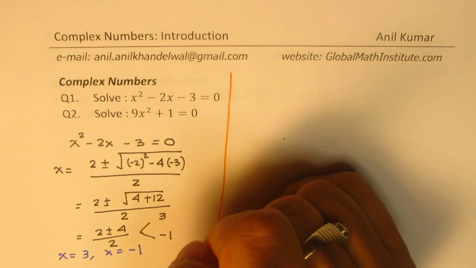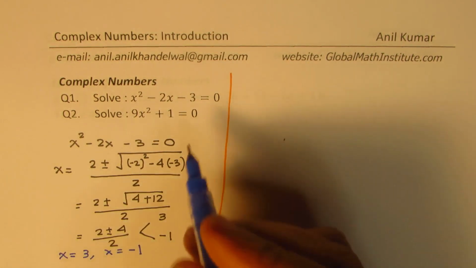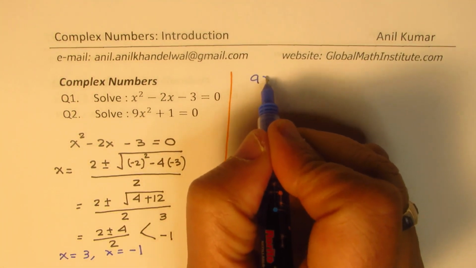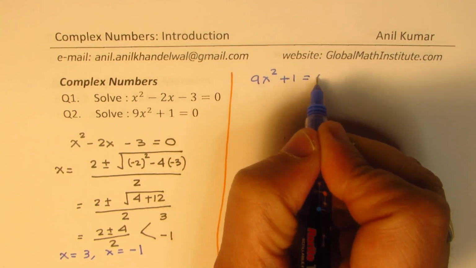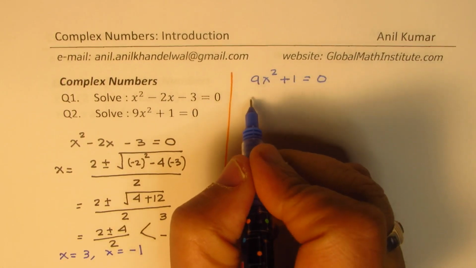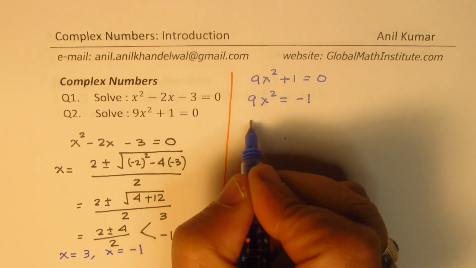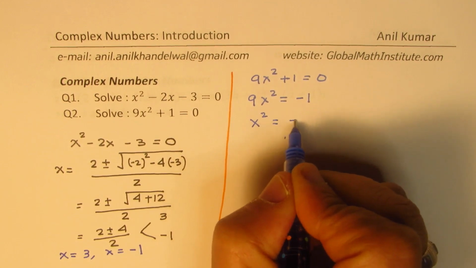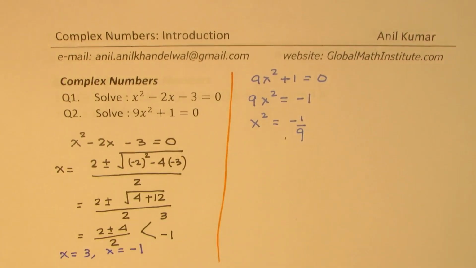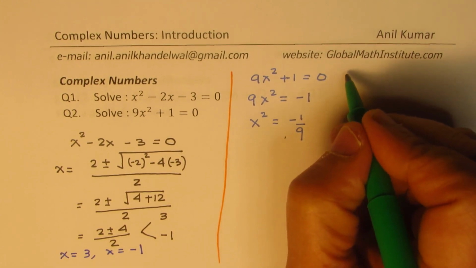Now let's take the second example here. The second example is 9x squared plus 1 equals 0. Well, this is much simpler than the previous equation. You could write this as 9x squared equals minus 1, or x squared is equal to minus 1 over 9. Now as soon as you get this, we say we have no real solutions for this, correct?